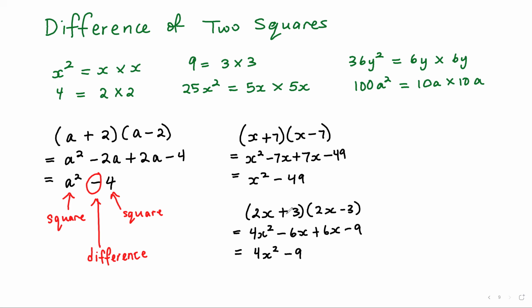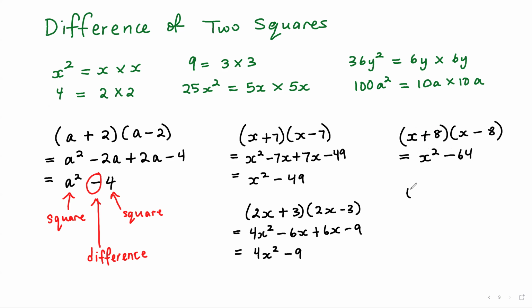So it'll just be the first term squared minus the second term squared. If I saw x plus 8 by x minus 8, I expect the answer to be x squared minus 64, because it's the exact same terms. This is a difference of squares. x squared and 64 are two square numbers.